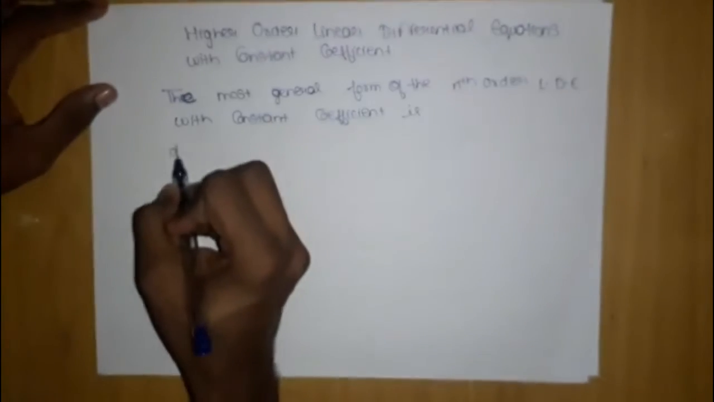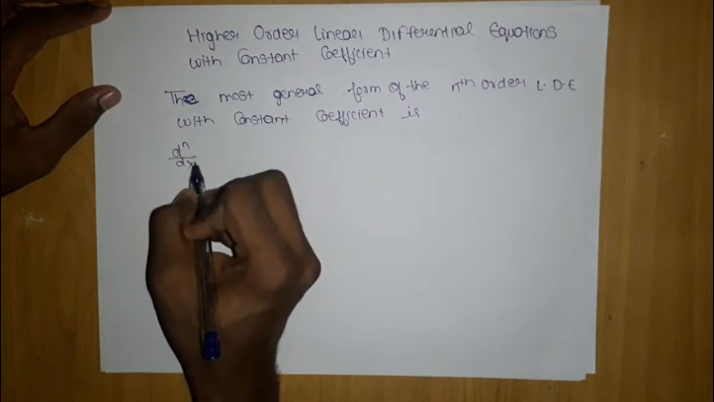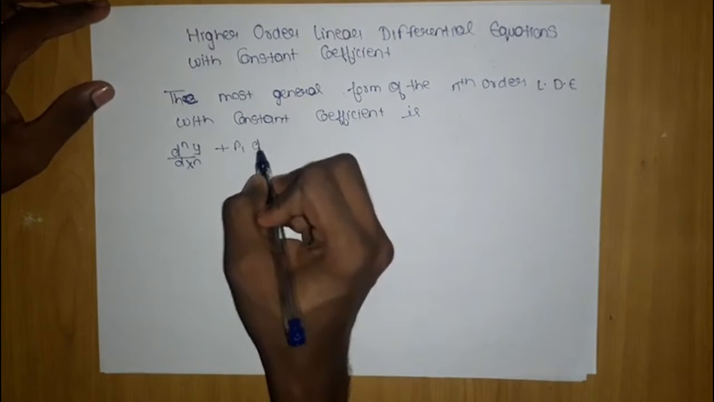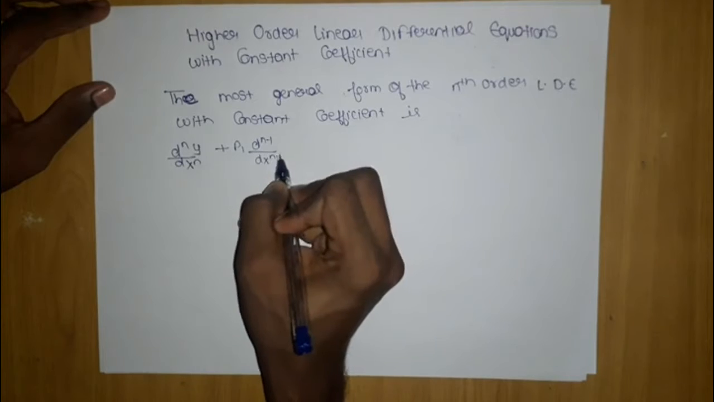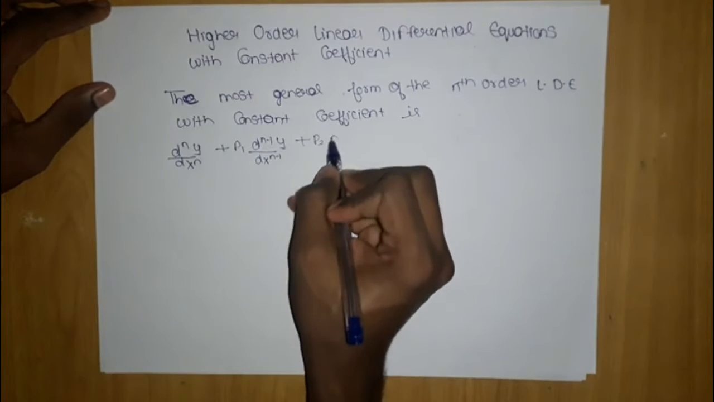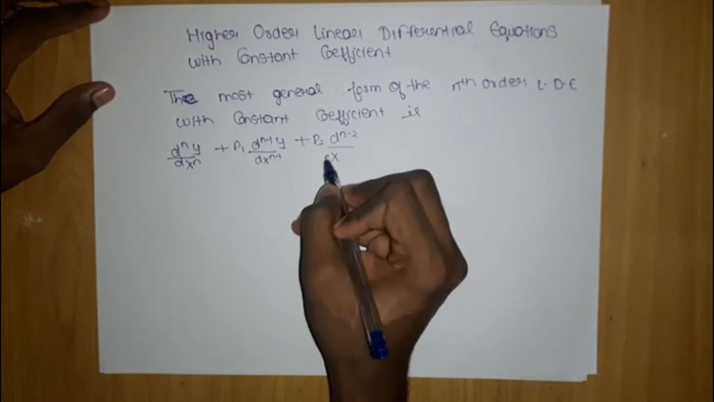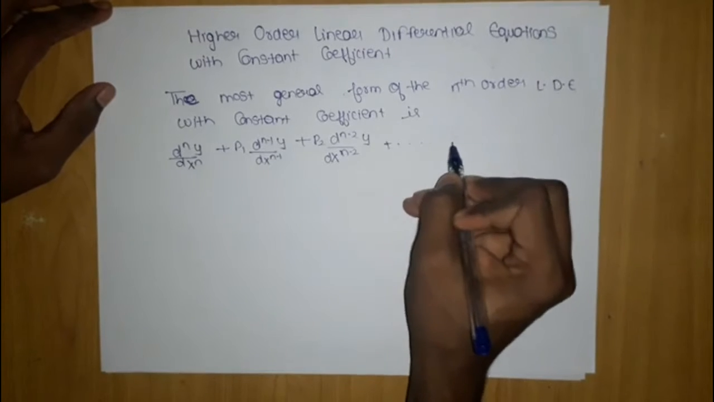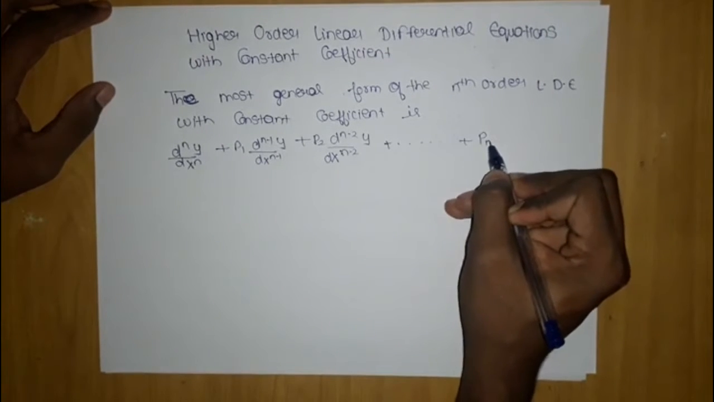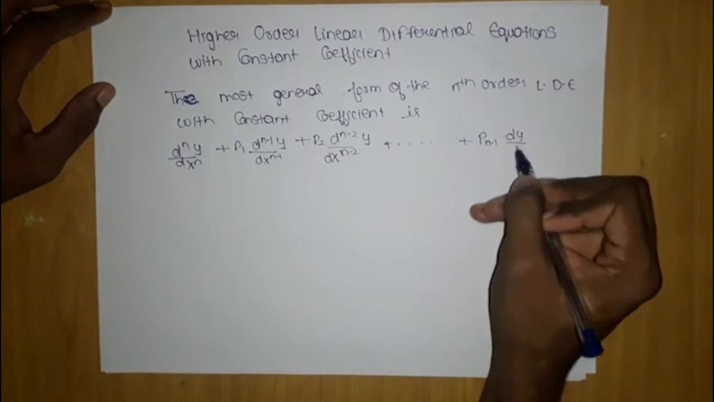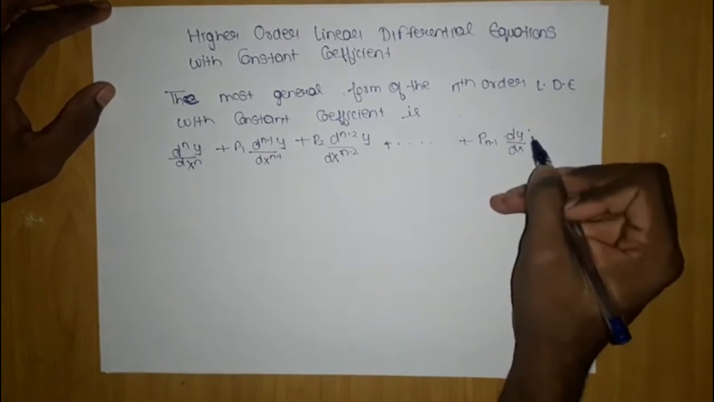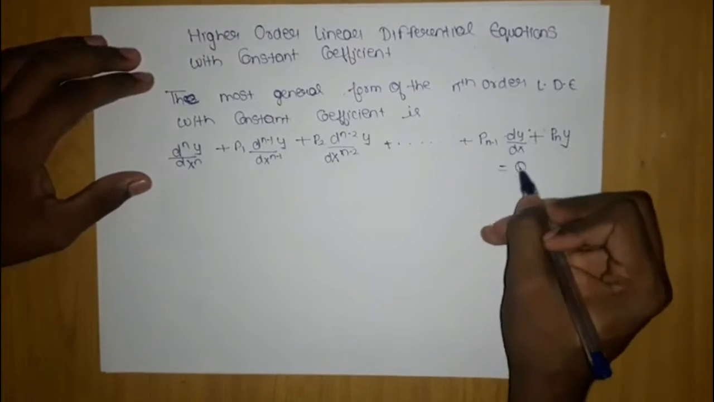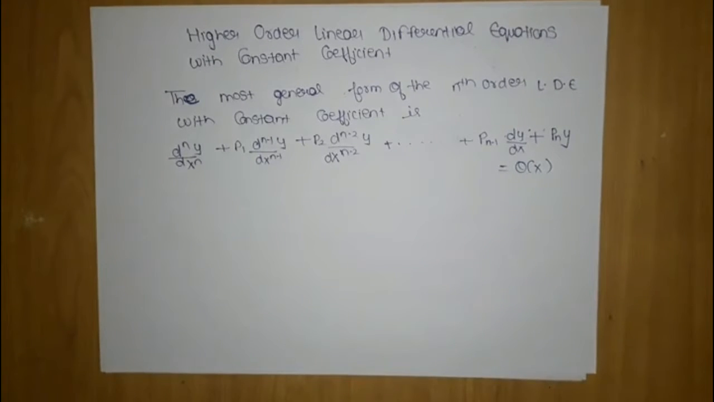Just need to remember d^n y by dx^n plus p1 d^(n-1) y by dx^(n-1) plus p2 d^(n-2) y by dx^(n-2), and this will go on till p(n-1) dy by dx, plus pn into y equal to q of x. So this is the most general form of nth order linear differential equation.